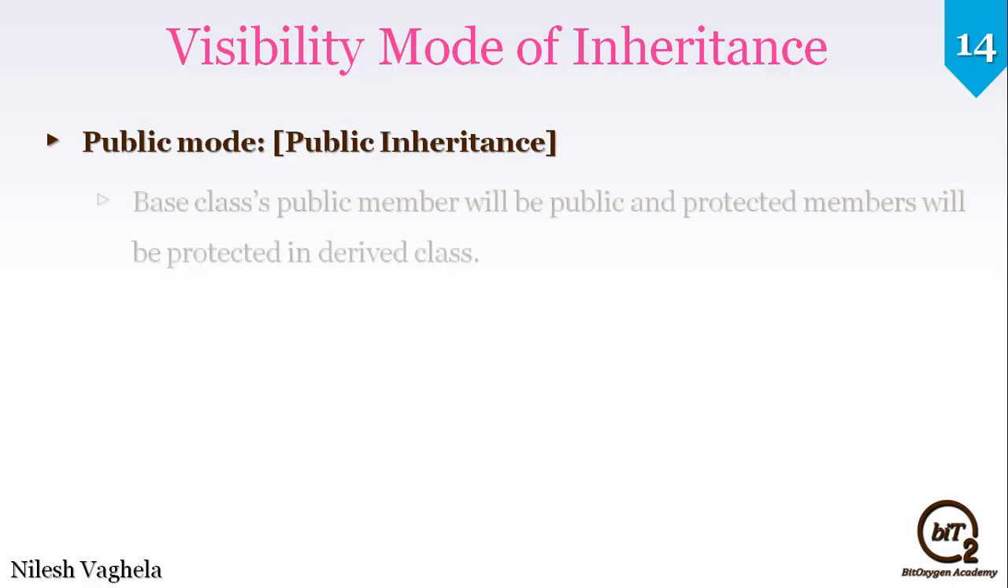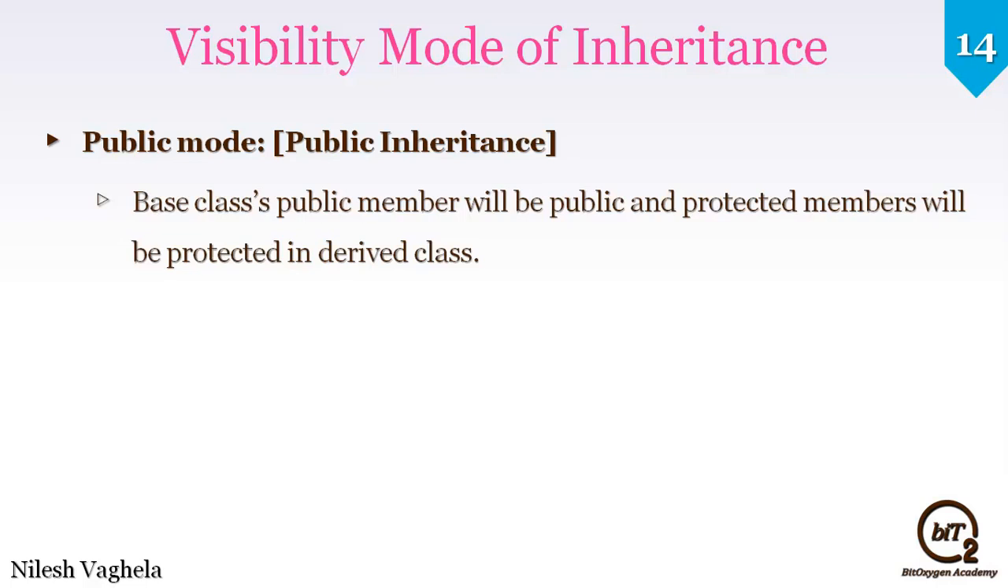Now public inheritance says that public and protected members of the base class will fall into the public and protected sections of the derived class respectively. So the base class's public members will fall into the derived class's public section. The same goes for protected.